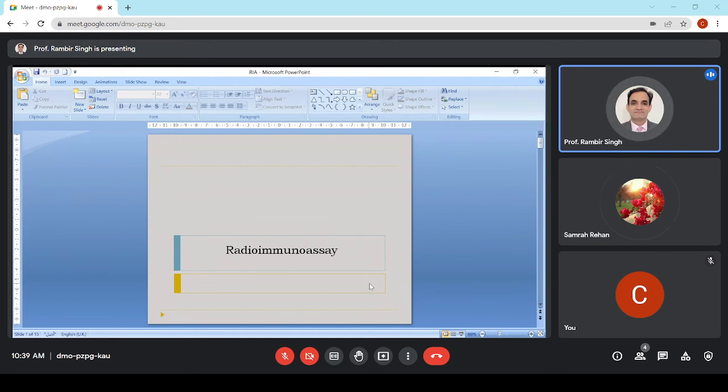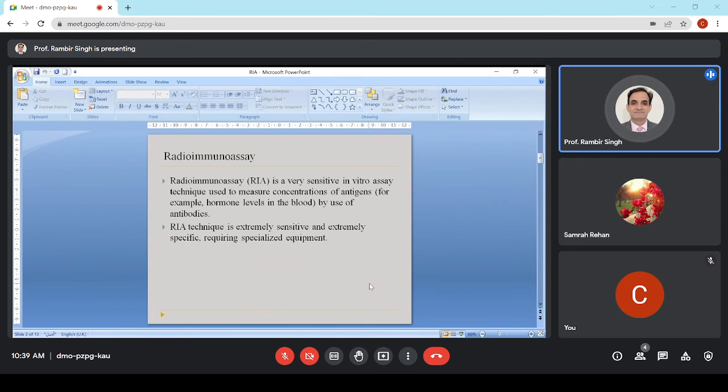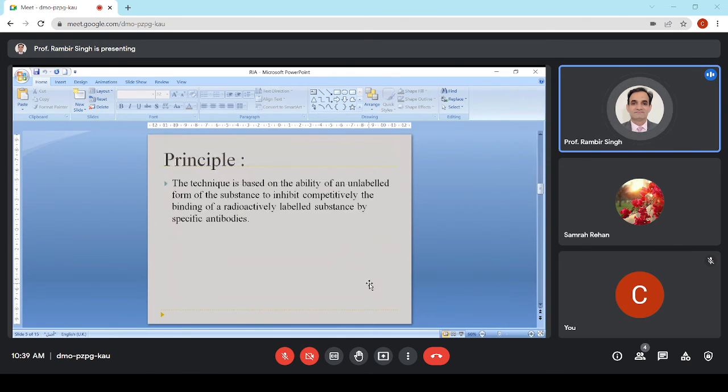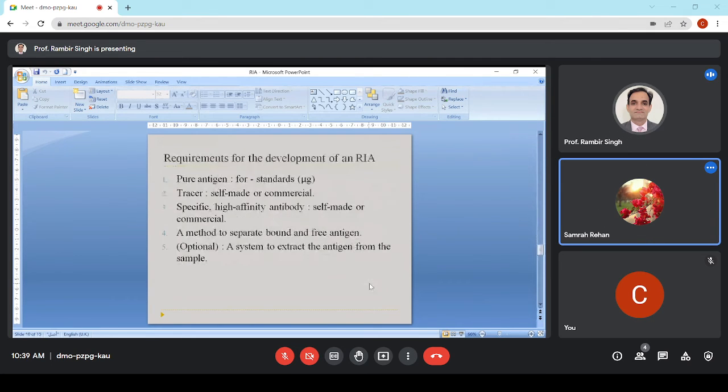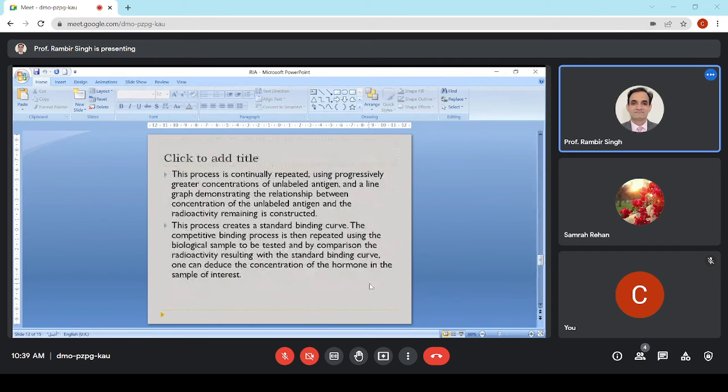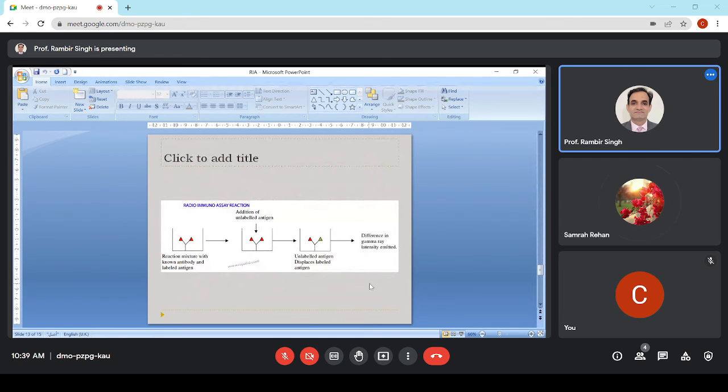So if we need more sensitivity, then we prefer RIA. Simply compare ELISA with RIA. I'll not go into the history. I'll just go to one picture so that we can discuss it. So this is the picture here.